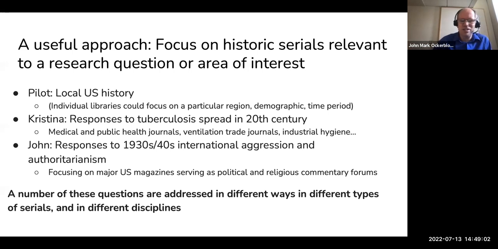Likewise, I got interested in serials that were talking in the 1930s and 40s about the rise of authoritarianism and international aggression, in particular, seeing how that was being discussed in political commentary magazines or in religious commentary magazines. And again, that's both of historic interest and more topical today than I would like it to be. But in either case, it's useful to be able to open up that content for other people to look at and address a number of these questions in different ways with different types of serials.